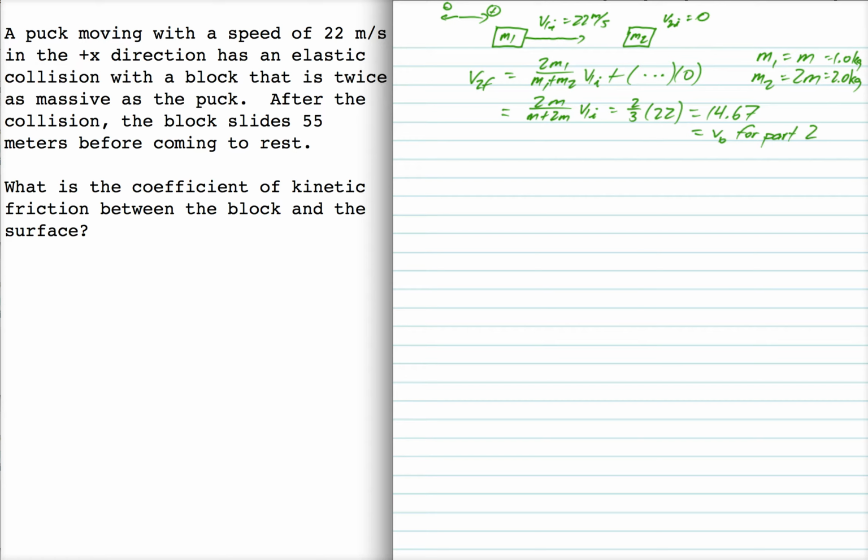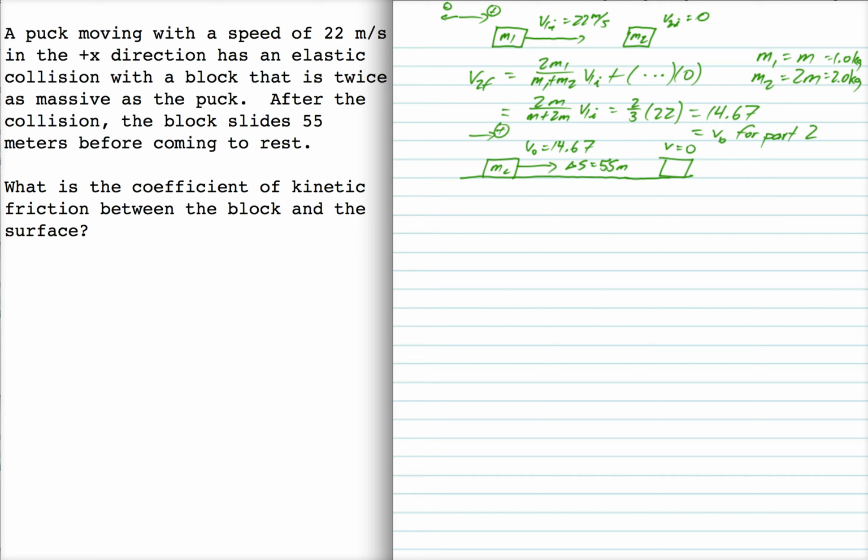So part 2 involves, it says the block slides 55 meters before coming to rest. Now this part involves motion with constant acceleration, so you could either do work energy or force. Let's draw a diagram. So here's our mass, m2, and it has an initial velocity v0 of 14.67. And it moves across the floor for a delta s of 55 meters before coming to rest, so the final velocity is 0. Okay, our sign convention remains that right is positive.